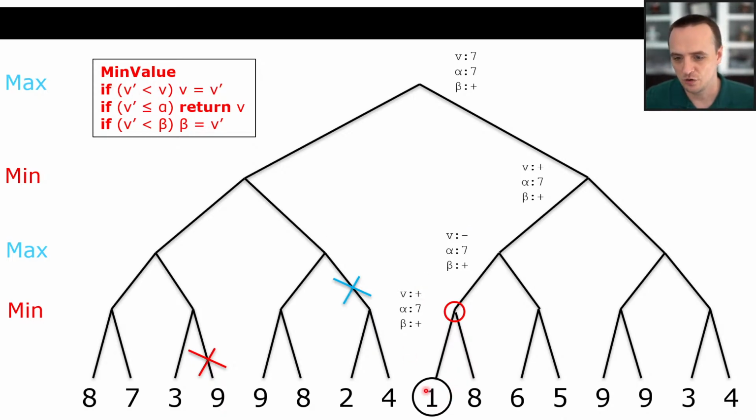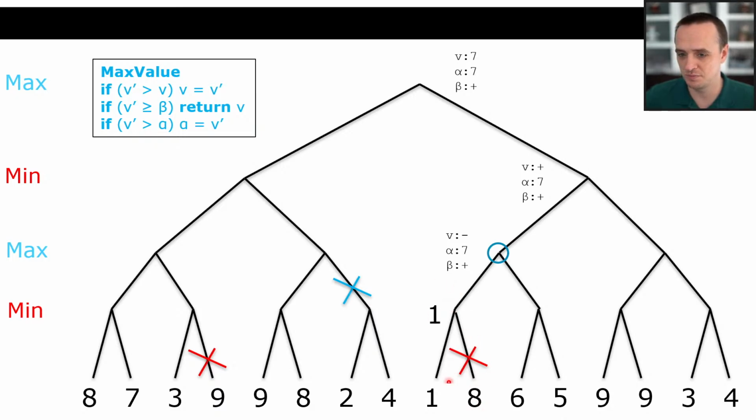So v prime is 1. Is v prime less than v? Yes, it is, because that's currently positive infinity. Is it less than or equal to alpha? Oh, it is. So I can prune this one, because this one knows it has to be at least 7, but this one's going to be at most 1. So I can immediately stop computing this node and just say, okay, the value of this one is 1. I don't need to go higher than that because this person is trying to maximize with a 7, so no matter what I do down here, it's not going to matter.